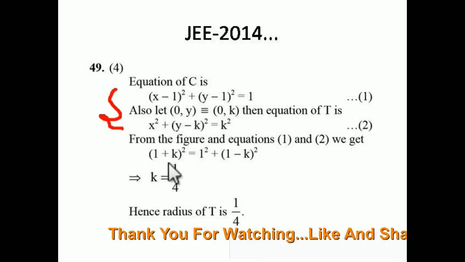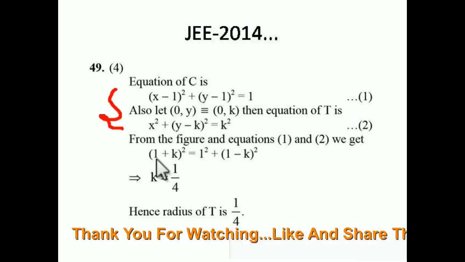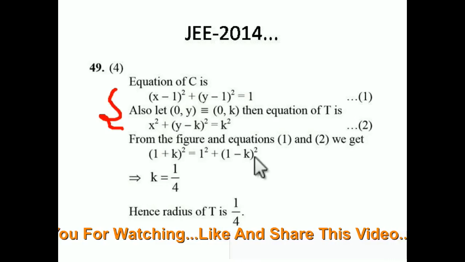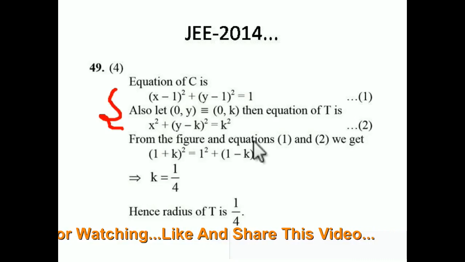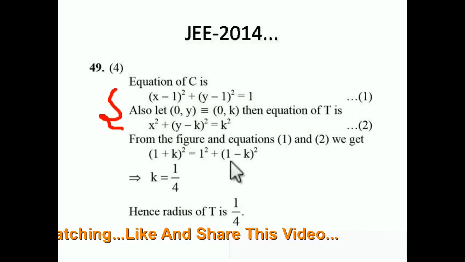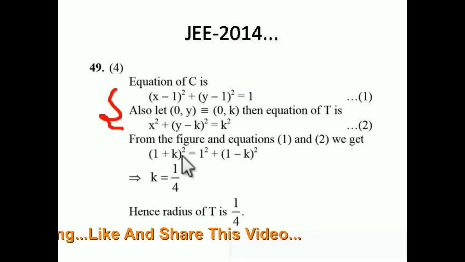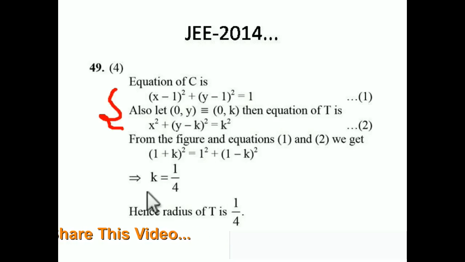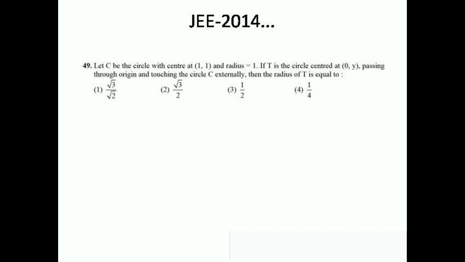How? We have to just find out here. We can write it is 1 plus 2k plus k square. It is 1 minus 2k plus k square. The 1 and k square get cancelled out. So here we have minus 2k, here we have plus 2k. This minus 2k comes here, so we have 4k is equal to 1. So k is equal to 1 by 4. And k is equal to 1 by 4, that means the radius of t is 1 by 4. So answer option number 4, that is 1 by 4, is my right option.